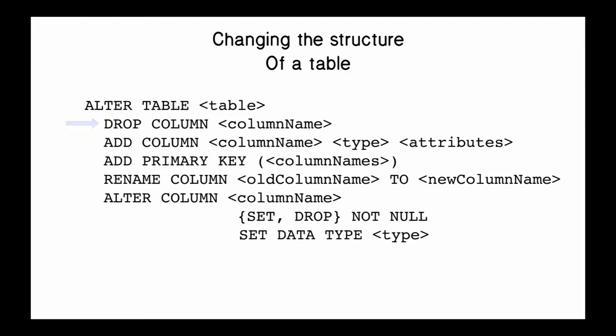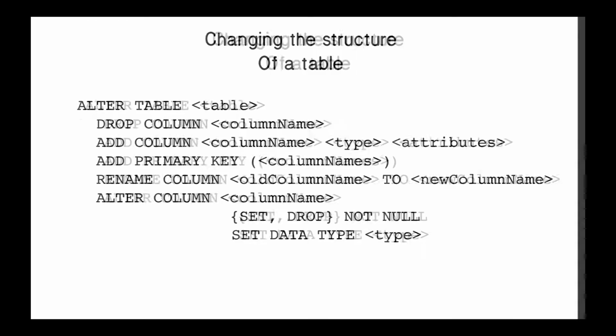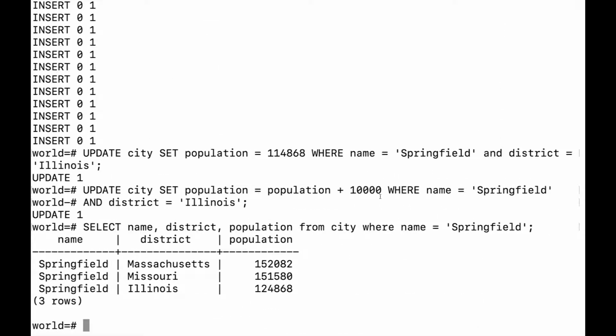So I'll show you how we can drop a column, how to add a column. Those are the common ones. How to add a primary key, rename a column if we don't like the name of a column, and how we can alter a column by saying that this column should be not null, so there shouldn't be any nulls in the data. And we can actually change the data type, which seems like a rare thing we might want to do. All right, and for that, I'm going to read in a new data set.